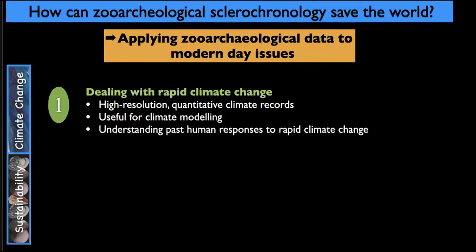So firstly, sclerochronology can be useful for understanding adaptations to rapid climate change. Using sclerochronological records from archaeological sites provides a direct link between climate and human behaviour. And understanding how past people dealt with climate changes can inform our current adaptation strategies. Related to this, the nature of the quantitative and high resolution climate records we can generate makes them useful as inputs to climate models, which in turn aids our understanding of Earth's climate system.